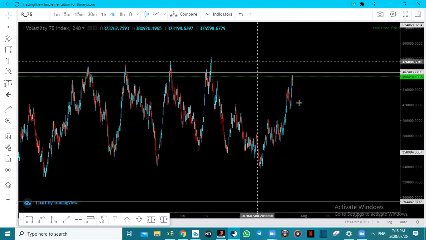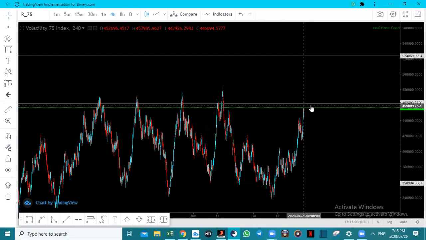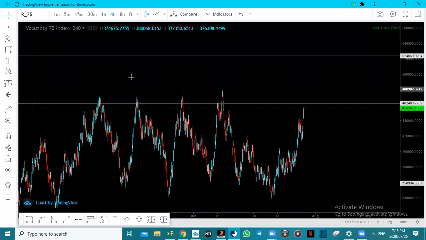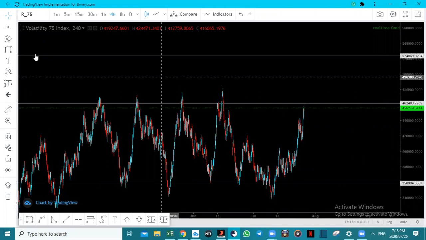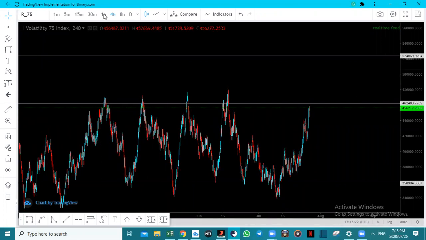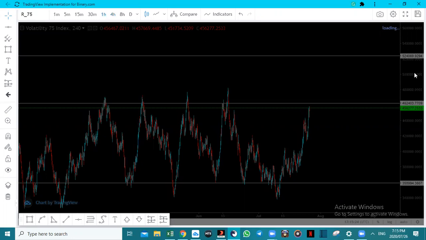So we're looking for opportunities right here around this level, around the 96,200 level, okay? So let's zoom in to the hourly time frame and see what price has done over the last few days.